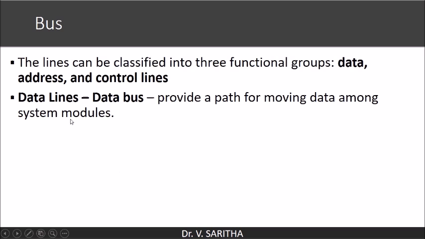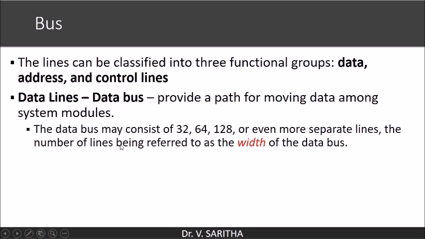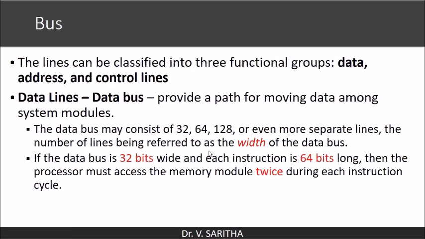So data bus or data lines. It provides a path for moving data among system modules. So if we want to take data from the memory or write something into the memory, the data bus is required. Similarly with I/O modules also. The data bus may consist of 32 lines, 64 lines or 128 lines or even more, and this particular size we say is the width of the data bus, or simply data bus size.